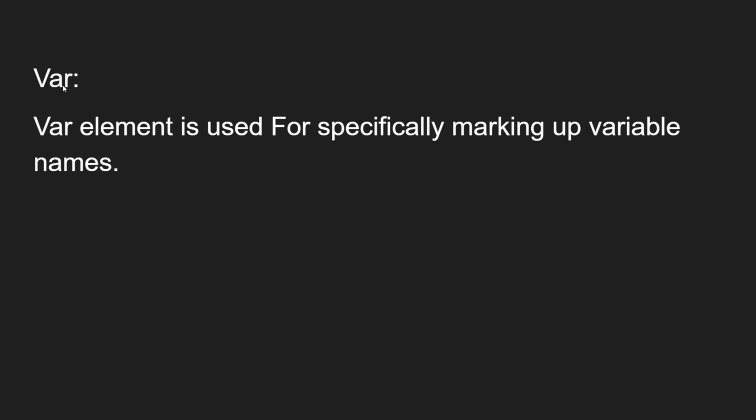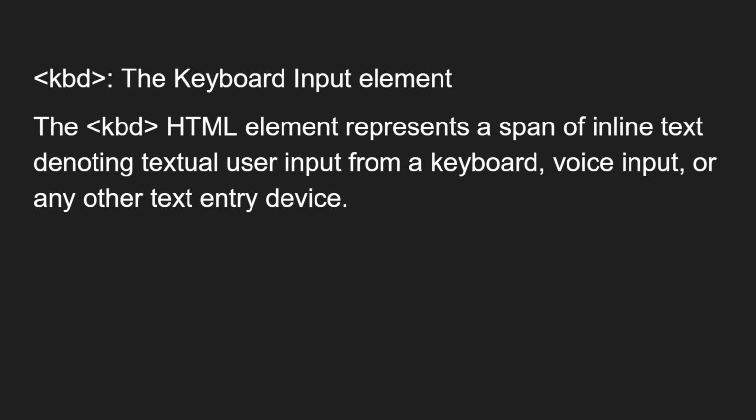Another element which we will normally use with programming language content is the var element. This var element is used specifically for marking variable names. When you have written a piece of code and you are explaining it at the bottom, whenever you want to mention a variable name used in the programming language, we need to wrap it in the var element, so that it has a different font style, making it clear that it is a variable name.